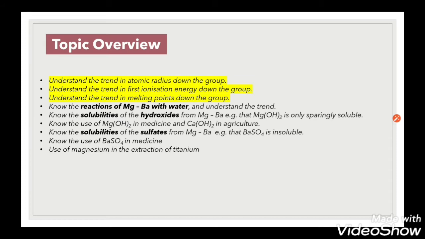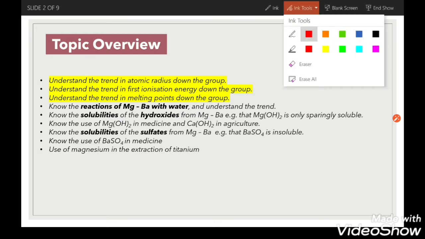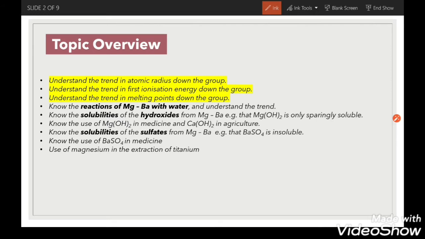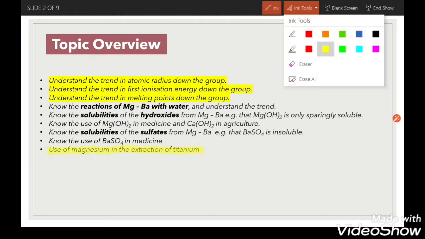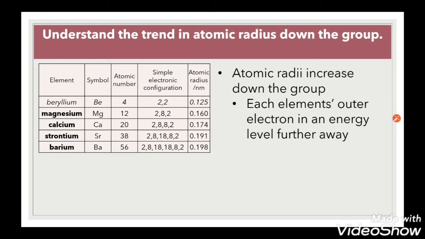Today I'm going to go through the trend in atomic radius down the group, the first ionization energy down the group, and also the trend in melting points down the group. And I have a slide down here as well on the use of magnesium in extraction of titanium, which is a specific case example that we can look at. Okay, so moving straight into it.